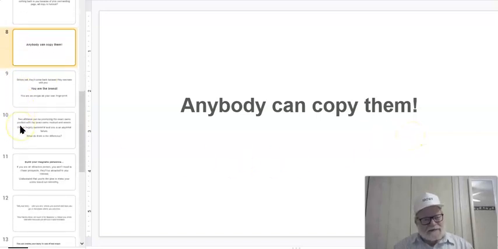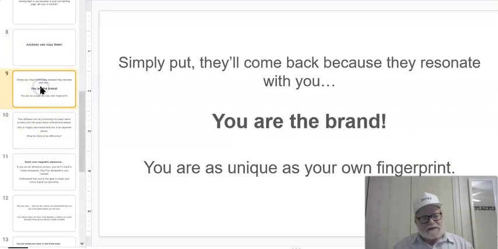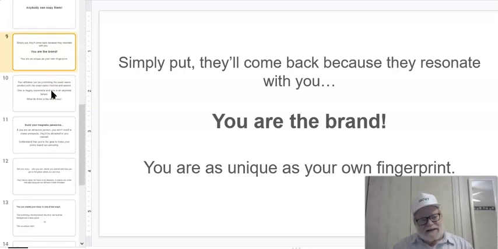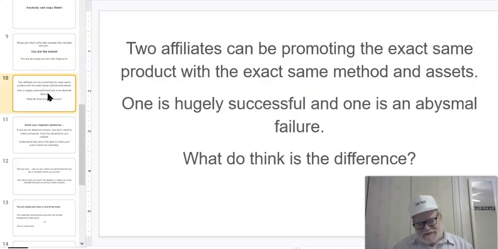They can be copied by anybody. You have really nothing. But simply put, they'll come back to you because they resonate with you. You are the brand, not the product you're pushing. It can be any product, and I'm going to demonstrate that shortly. Makes no difference what the product is. You are as unique as your own fingerprint. And just like your fingerprint can't be copied, you can't be copied. And that's the asset you can build your business upon.